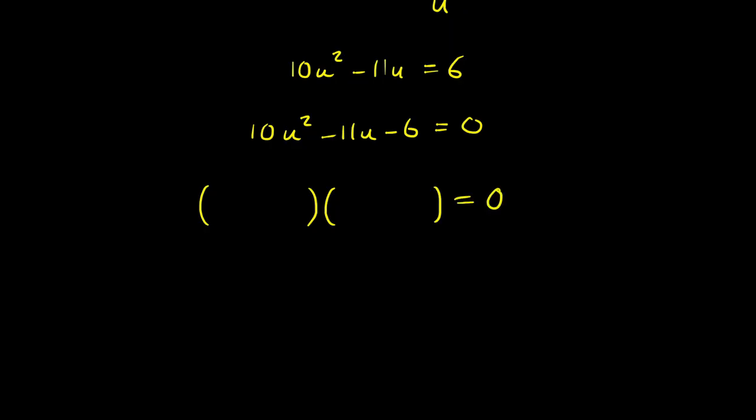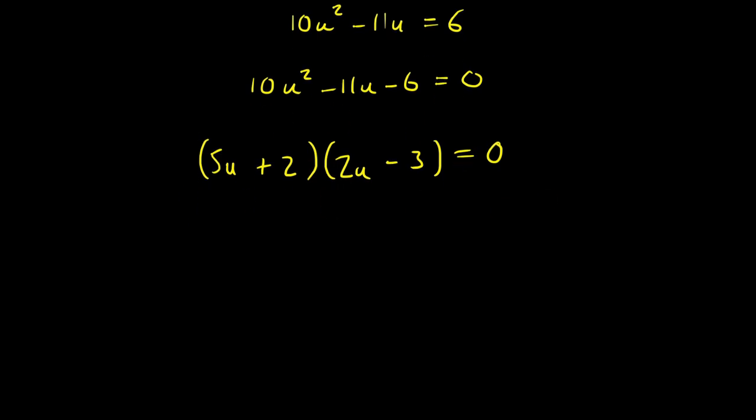We want two numbers that are going to multiply together to give 10u squared. So I think 5u and 2u would be my first choice, instead of 10u and 1u. And then we want two numbers that are going to multiply together to give negative 6. So one's going to be negative, one's going to be positive. And it's got to combine in such a way that we get negative 11u. Well, if I chose here negative 3 and positive 2, that's going to work. Because negative 3 times positive 2 is negative 6. But 5u times negative 3 is negative 15u. And then plus, this will be 4u. So negative 15 plus 4 is negative 11. So that works there.